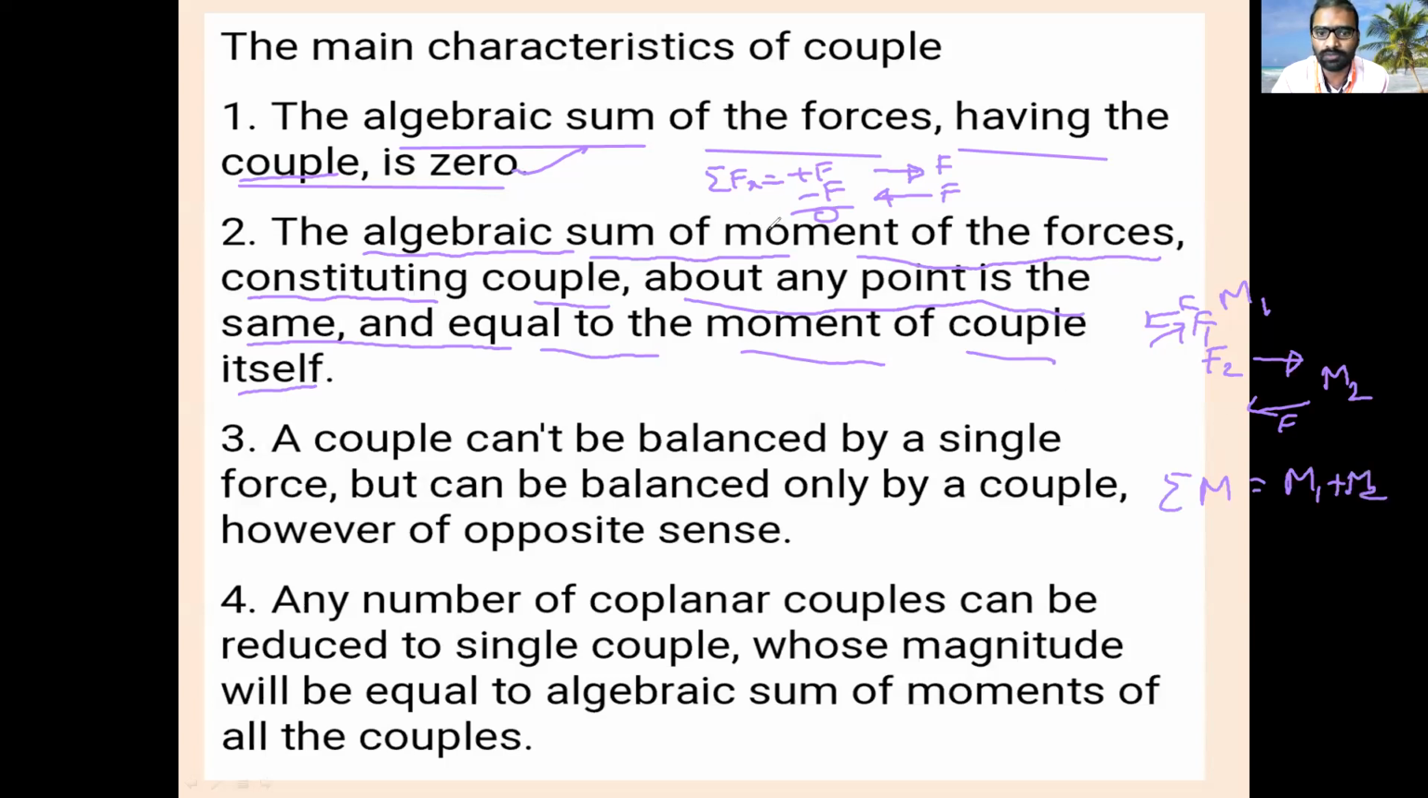The algebraic sum of the moment of the forces constituting a couple about any point is the same and equal to the moment of couple itself. This is equal to the moment. If you take any one point, about the same point, if you consider, that will be the same. Just remember, the algebraic sum of the moment of the forces constituting a couple about any point is the same and equal to the moment of the couple itself.